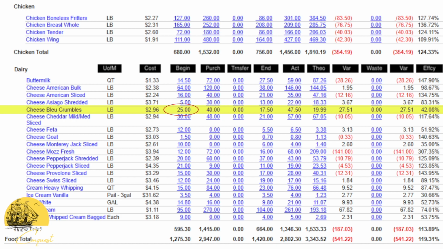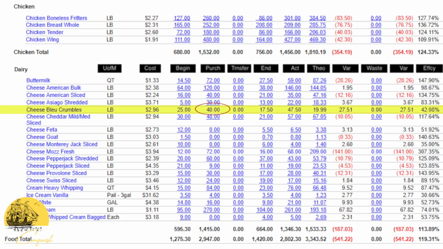Next line over is begin. It says 25. So the beginning number is the amount of blue cheese that you started with on your previous inventory count. That's the amount of blue cheese that was on your shelves when you started the period. Next line over, it says purchase 40. That means throughout the period there was 40 pounds of blue cheese purchased.